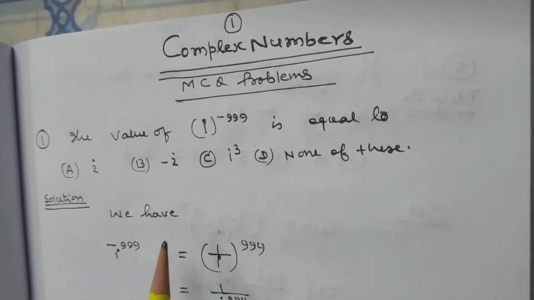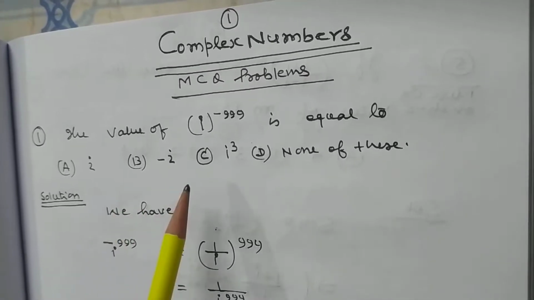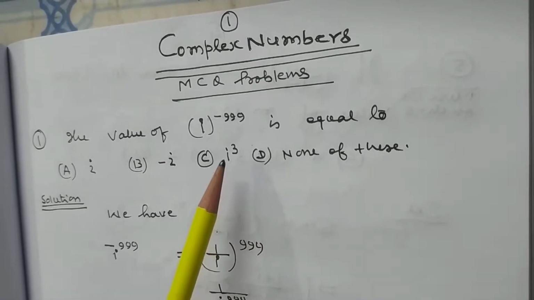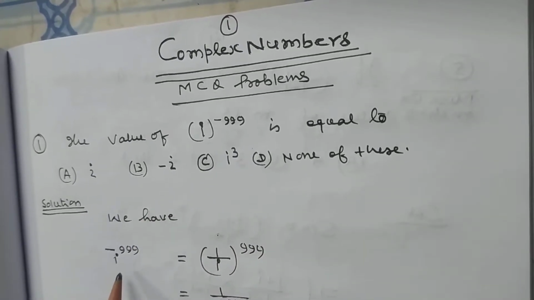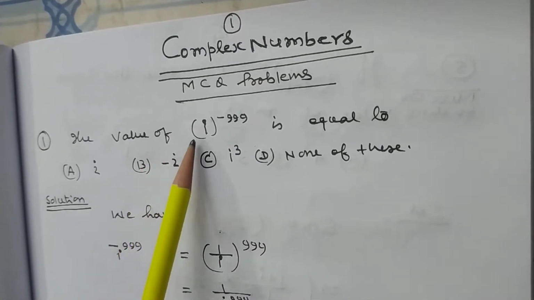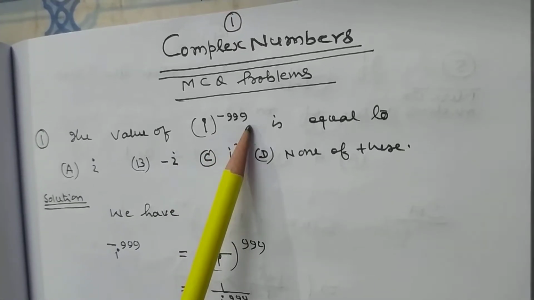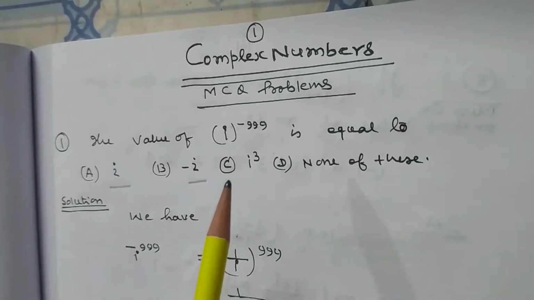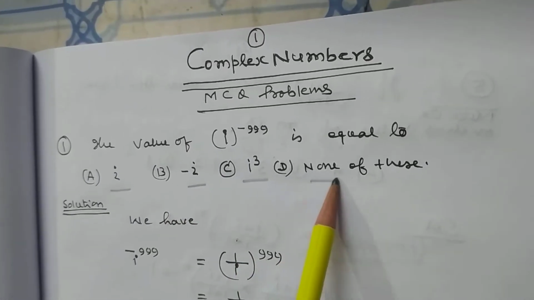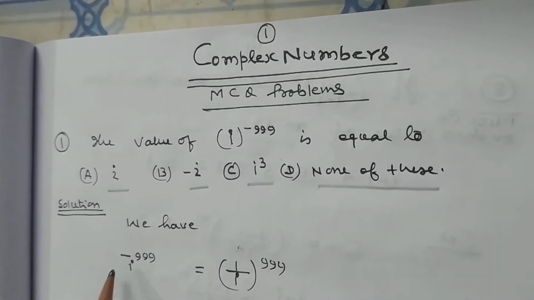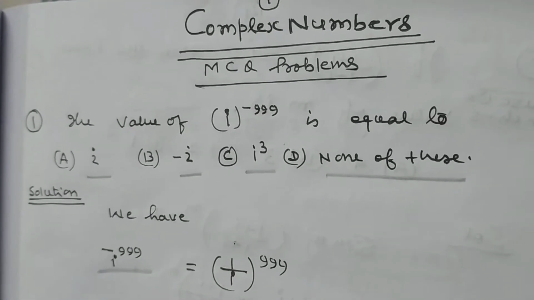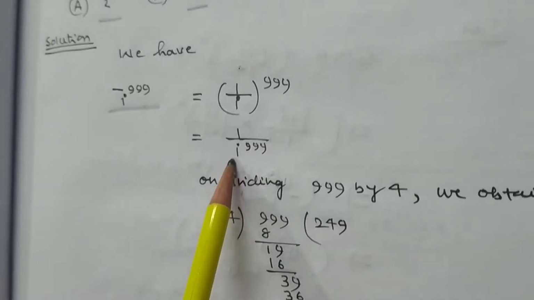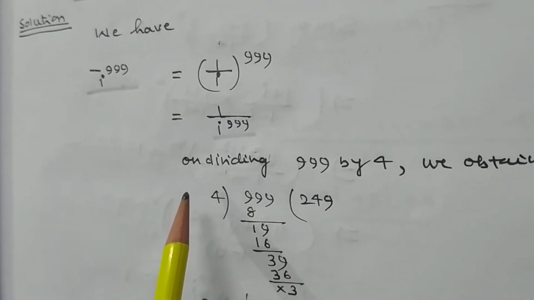Now, my dear student, here we start from the problem having iota. The value of i to the power minus 999 is equal to: i, minus i, cube, none of these. We have minus i to the power 999. To make it positive, 1 by i whole to the power 999.